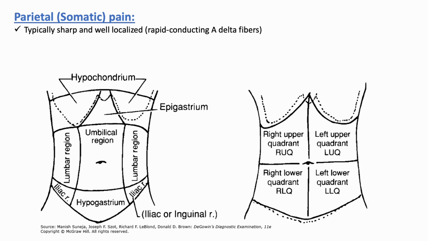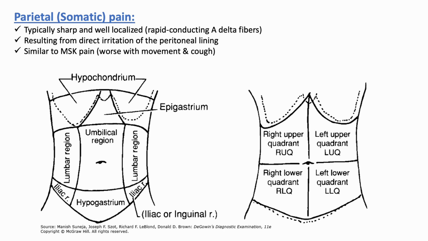Now compare that to the parietal or somatic pain. That's typically sharp pain and well localized. And that's because it's conducted through the rapidly conducting A delta fibers. So the brain can perceive exactly where the pain is coming from. And it usually results from a direct irritation of the peritoneal lining, so usually as a result of localized peritonitis. And it's similar to musculoskeletal pain, so it's worse with movement and cough. So that has some diagnostic significance.